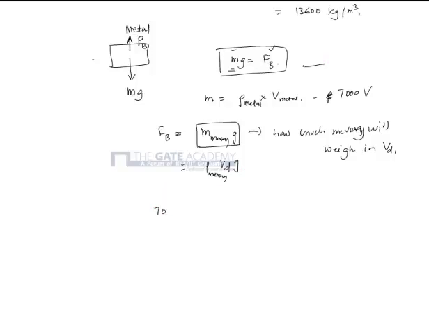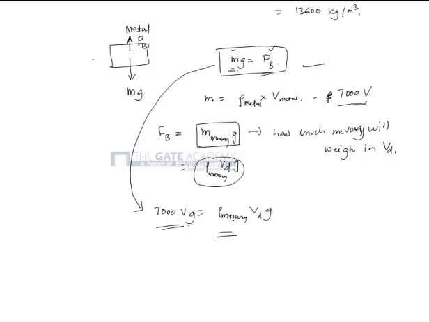So it will be 7000 V into g equals rho mercury into Vd into g, and remember there is a g here. I have just substituted, I am basically using this relation, so there will be g here. 7000 V is mass, g is g, and this Fb is nothing but this. Okay, rho of mercury we have calculated, which is 13600 Vd into g equals 7000 V into g.